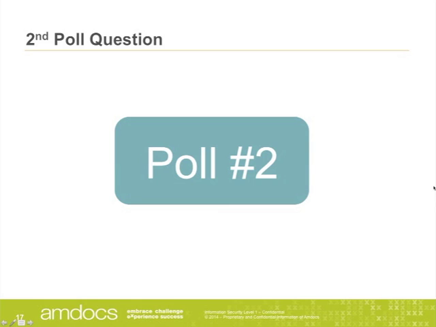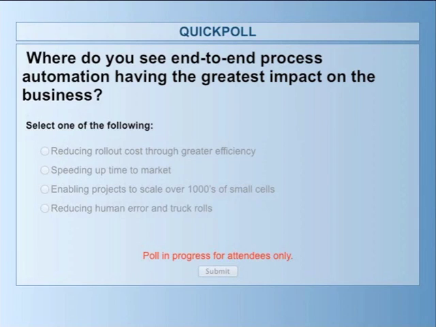So we're going to open with the next poll question. Question number 2. Where do you see end-to-end process automation having the greatest impact on the business? Is it around reducing the rollout cost by achieving greater efficiency? Is it speeding up time to market? Or is it enabling projects to scale over thousands of small cells? Or is it around the reduced human error and reducing the number of truck rolls? Please can you select one of those 4 options?